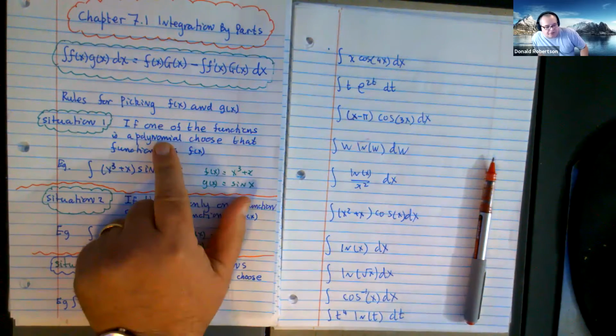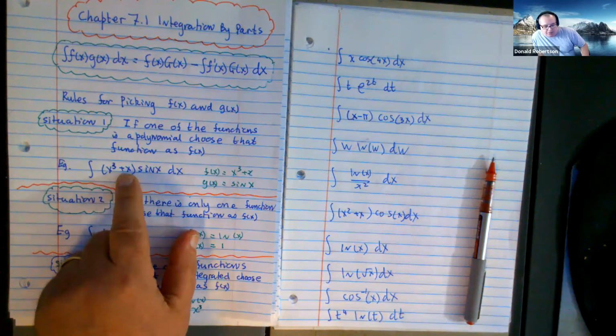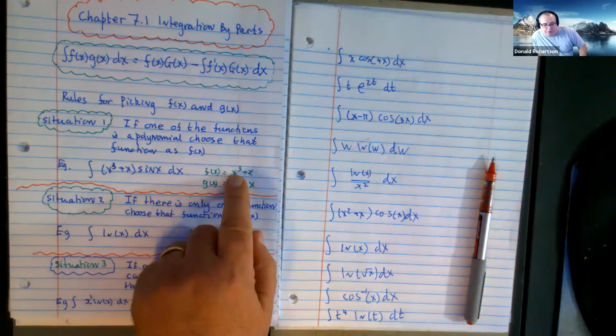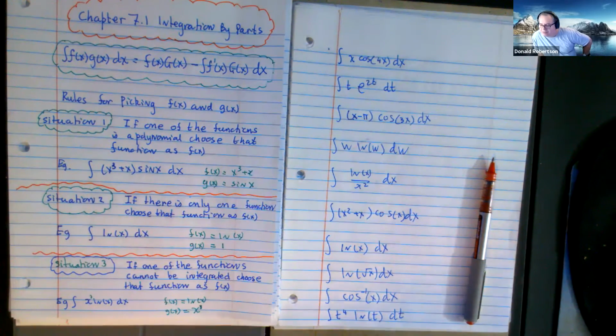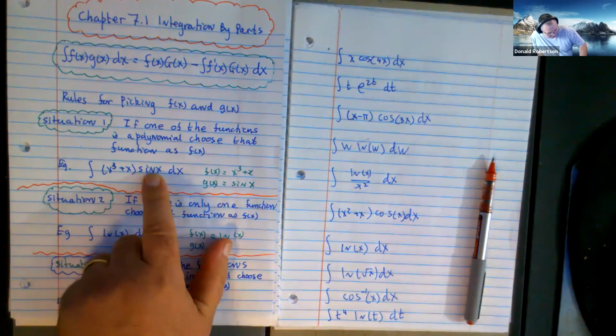In situation one, if you ever get a polynomial times somebody, like this, or x cubed sine x, that kind of thing, then make the polynomial your f of x. It's a bit like a rule. Do you know when we did U sub, didn't we have various rules about how you figured out who the U sub was? This is kind of the equivalent going on here. How you pick your f of x. So if it's a polynomial times somebody, pick the polynomial.